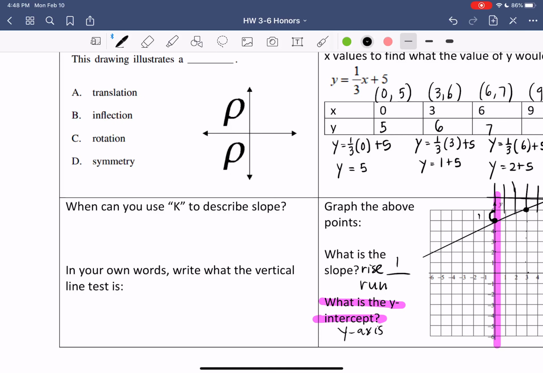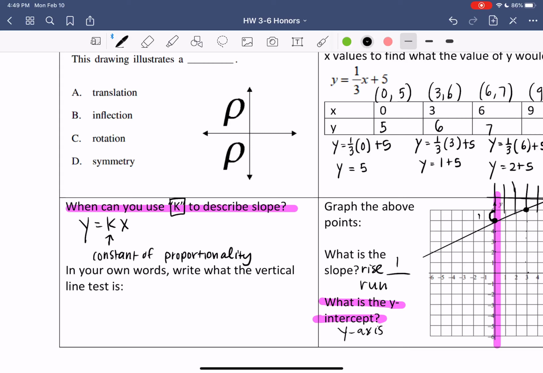Okay, when can you use k to describe slope? So if you remember, y equals kx, where k is the constant of proportionality. So that kind of answers your question.